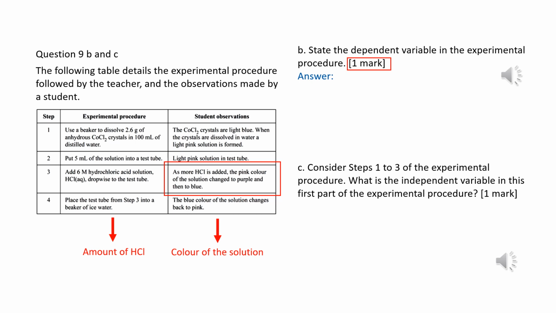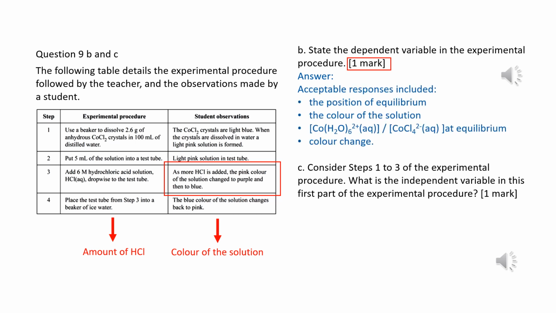This also implied that the amount of HCl was an independent variable because HCl in the answer to question B was one of the position of equilibrium, the color of the solution, or color change. And the answer to question C was one of concentration of chloride ions or volume of HCl.